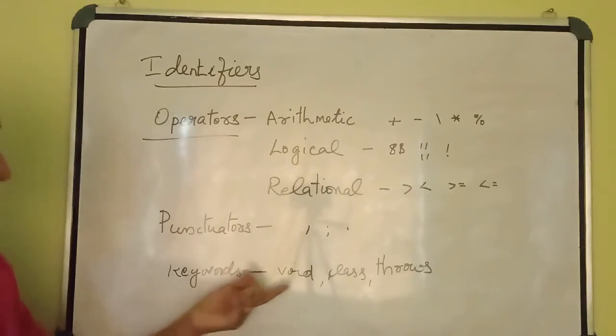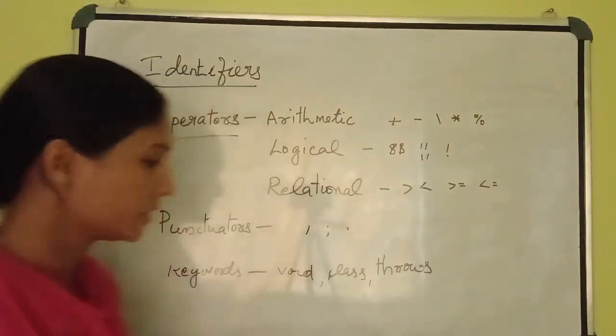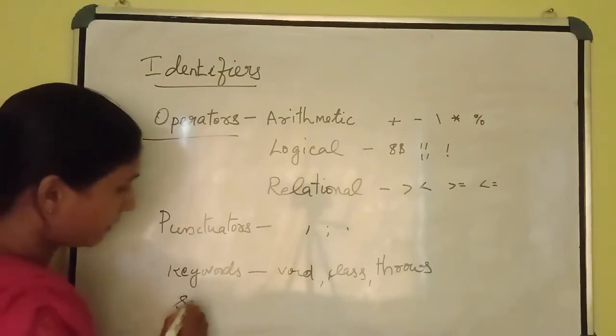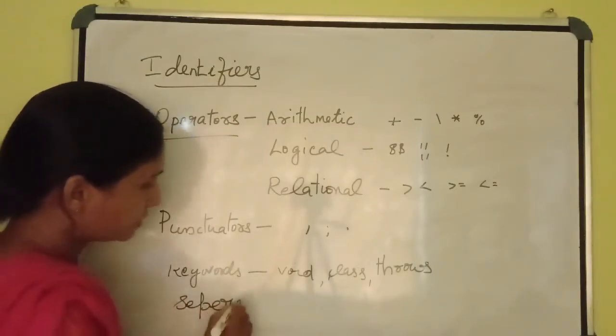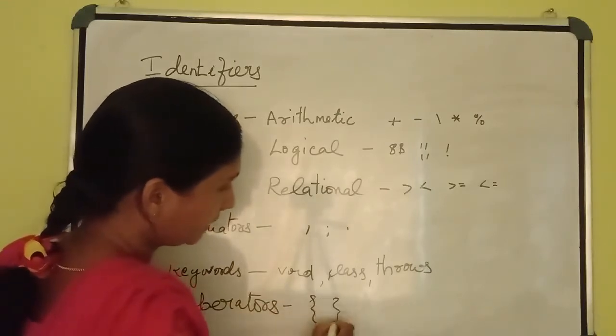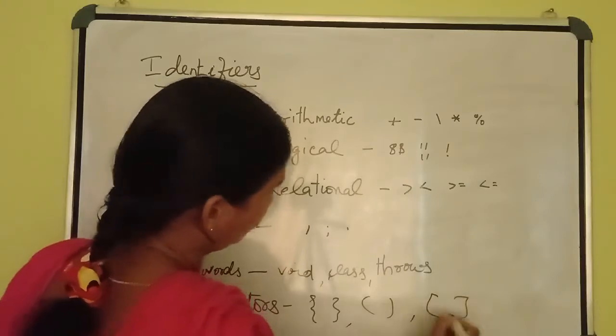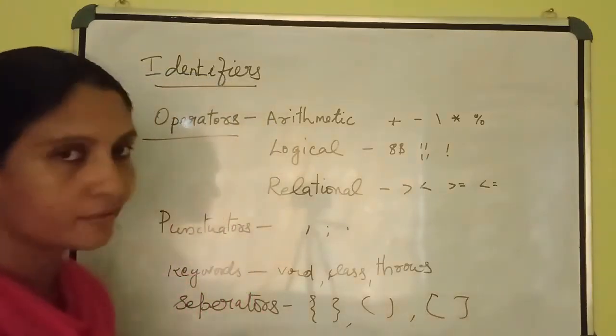And what's meant by keywords? Keywords means void, class, throws. These are the keywords. These are reserved words. And some more are there. Separators. Separators means we are using curly brackets, the open and close bracket, and square bracket also to separate the things. These are called the separators.